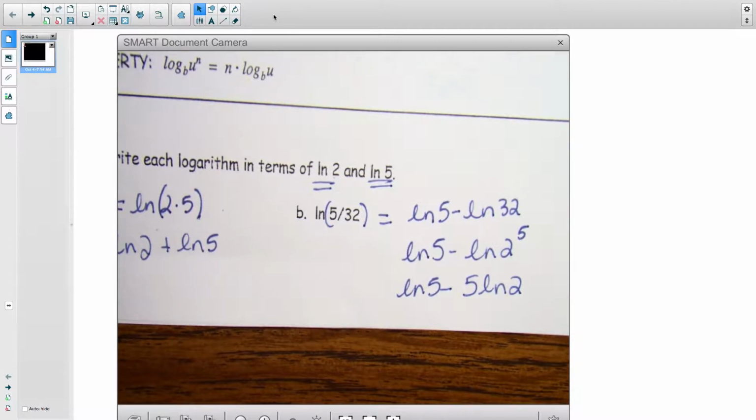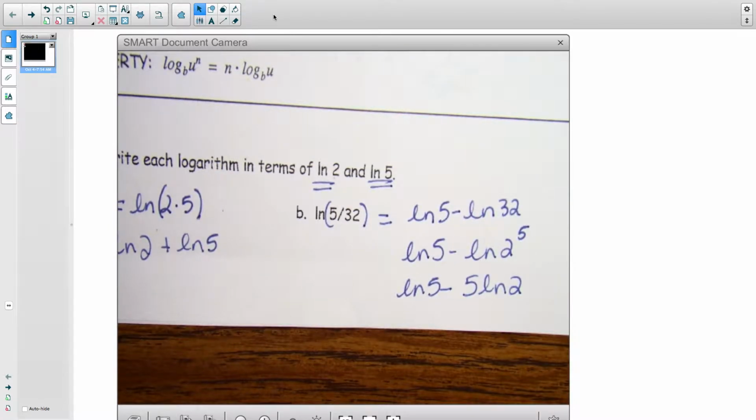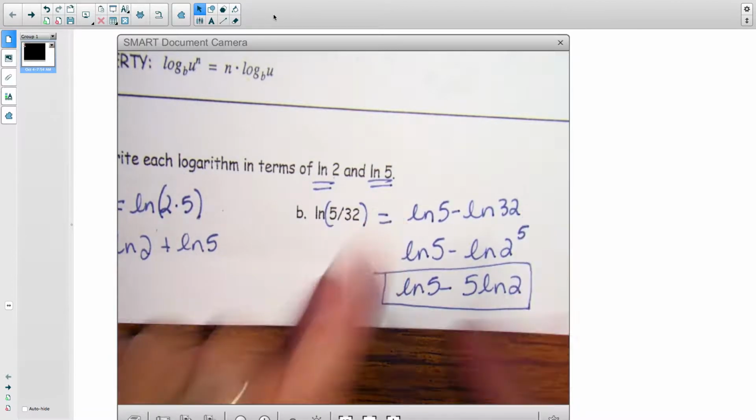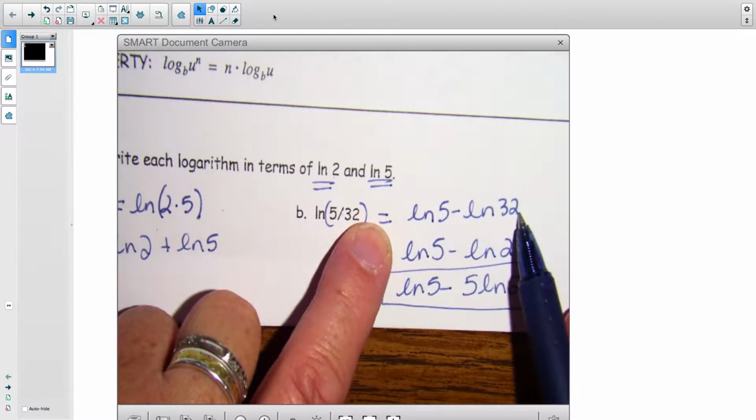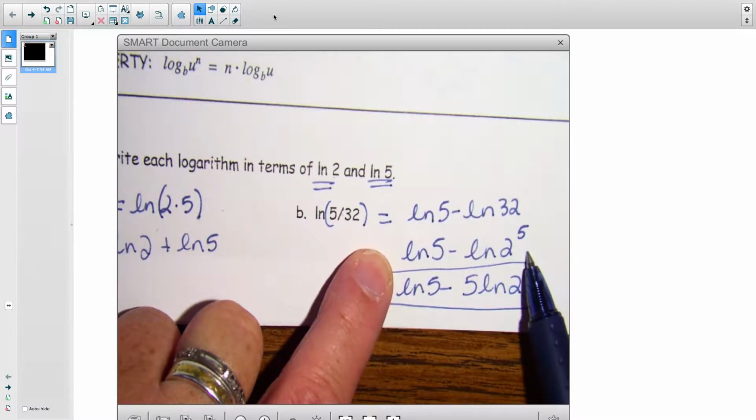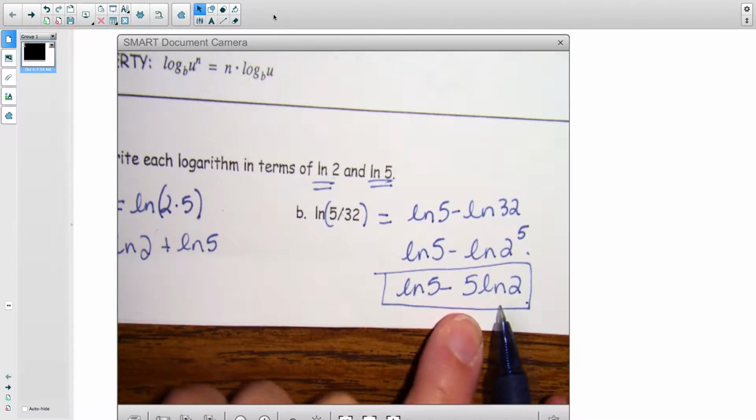Questions there? Do you want the answer to that? Right here. Oh, that's the answer. There's the quotient property. Is that the quotient property? This was the quotient property going from here to here. This was just rewriting. And then this last step was the power property.